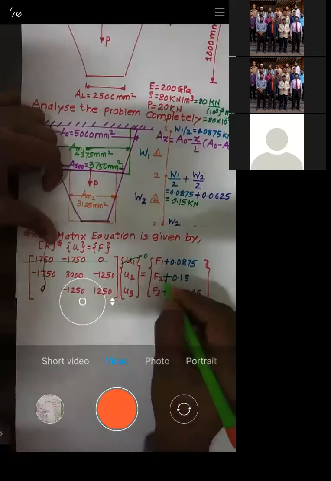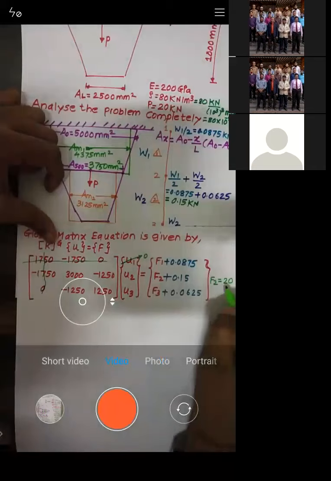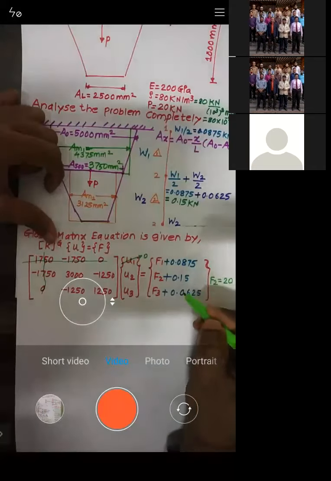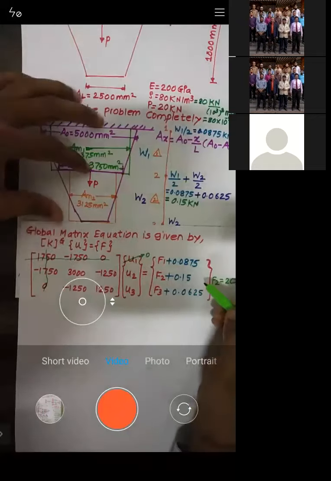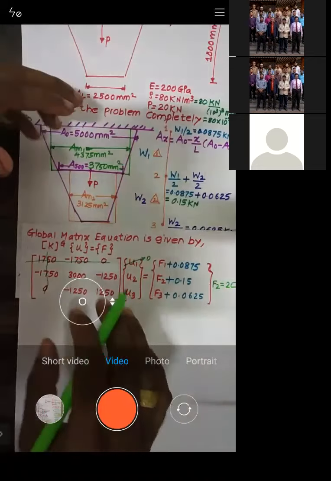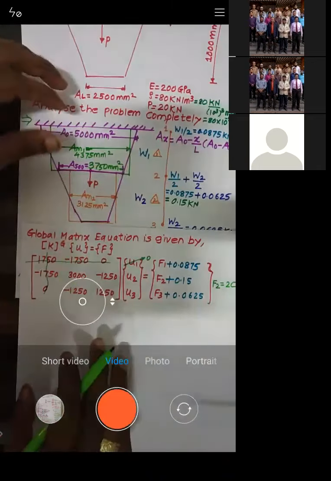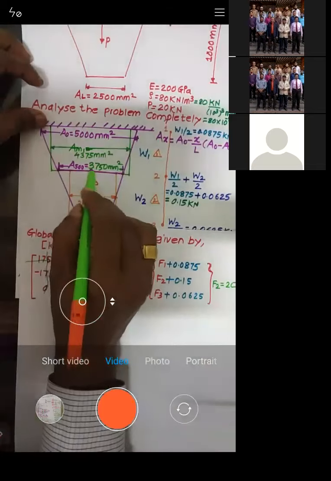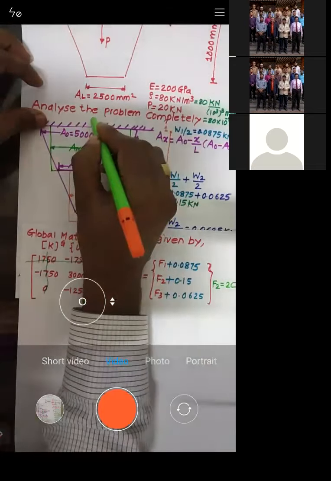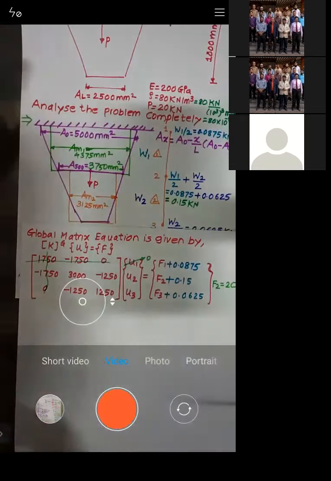So here I will write F2 is equal to 20. Remember, I am not writing minus 20. I am writing plus 20 because all these are taken as plus, though they are acting downward. I am following downward positive, so whenever I get the reaction at point 1, I will get it as a negative reaction. P is 20 kilonewton downward, so at this point a 20 kilonewton upward reaction will be generated.